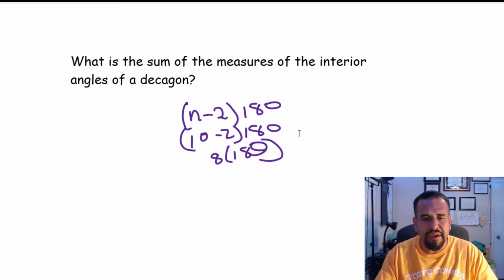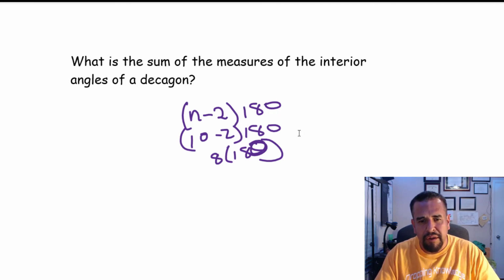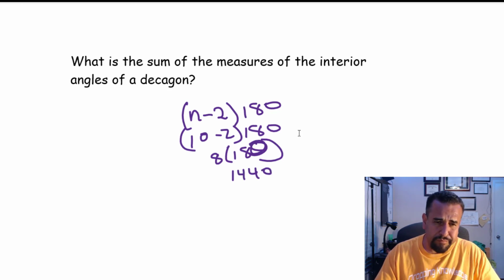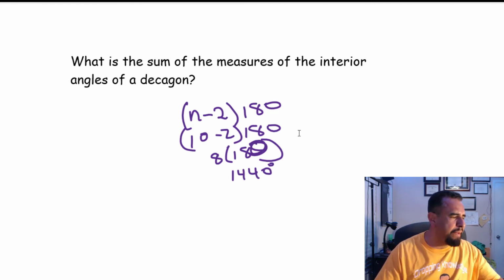So 8 times 180. That's 80 plus 64. That's 144, and a big zero. So a 10-sided shape has 1,440 degrees. Did I do the math right?